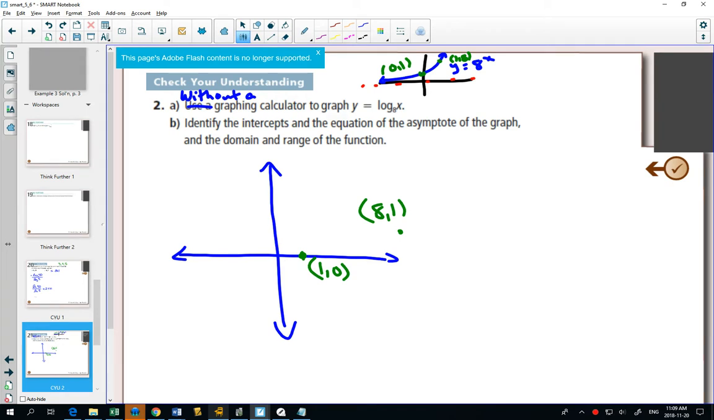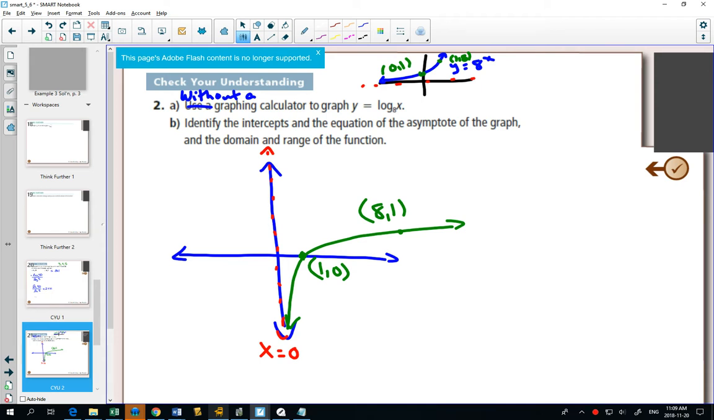The other thing you can do is say, if I plug in 8 for x, log base 8 of 8 is asking: 8 to what exponent would be 8? It would have to be 1. And so our final graph looks like this, and our asymptote, instead of being a horizontal asymptote, becomes a vertical asymptote at x equals 0.